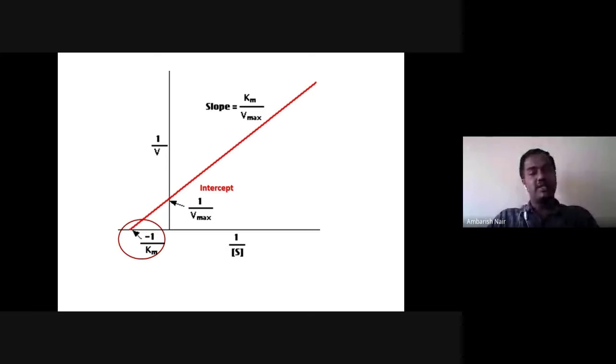But the problem there is that it is a rectangular hyperbolic curve. Theoretically, you can't extrapolate it. So if you want to extrapolate theoretically, we need to modify it. Lineweaver and Burk are the ones who modified it. They took this equation, inverted it, and converted it into the form of y is equal to mx plus c. So you got a straight line. From there, you can extrapolate it and find out exactly what the rate of the enzymatic reaction is at the theoretical scale also.